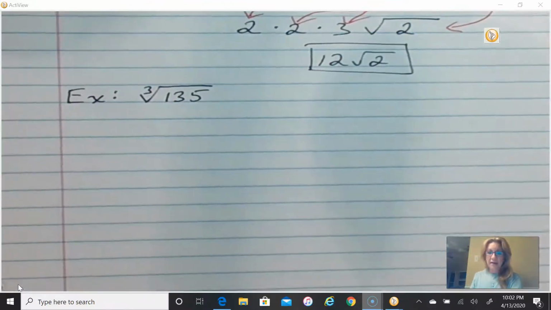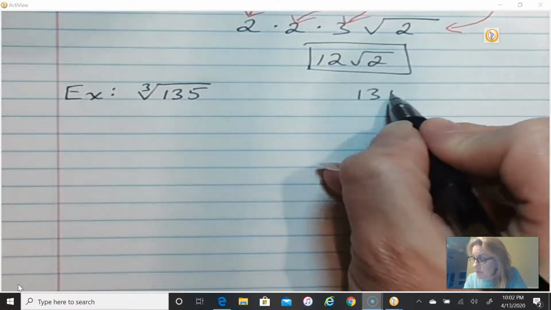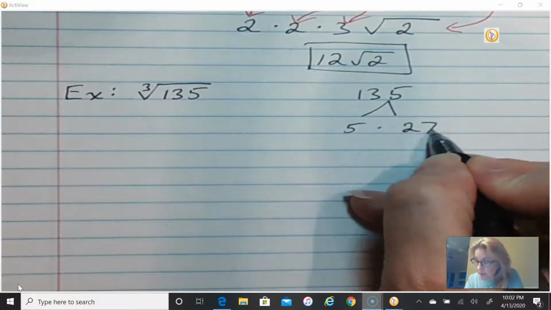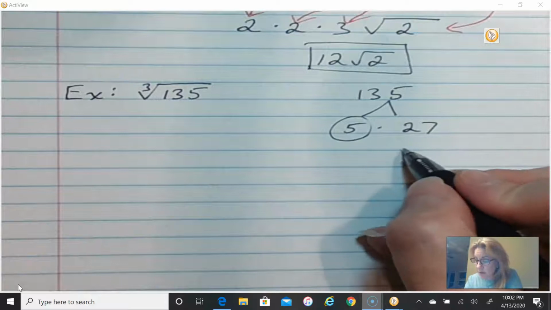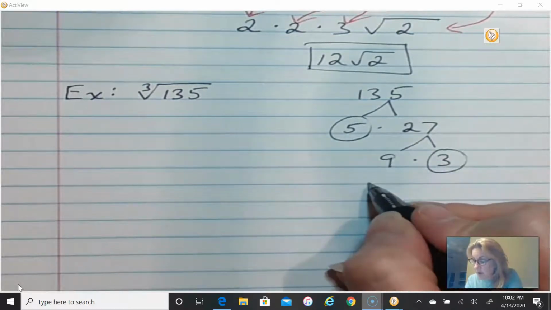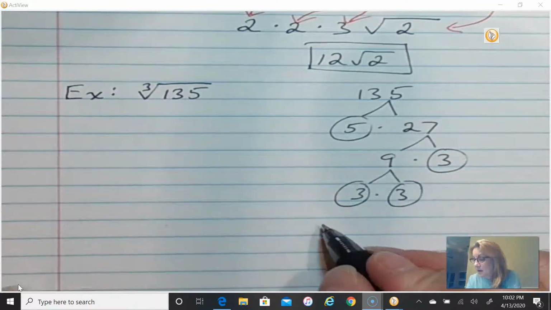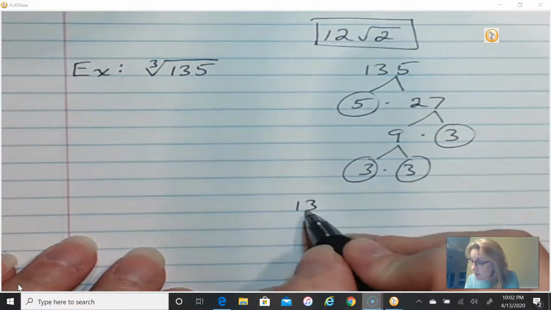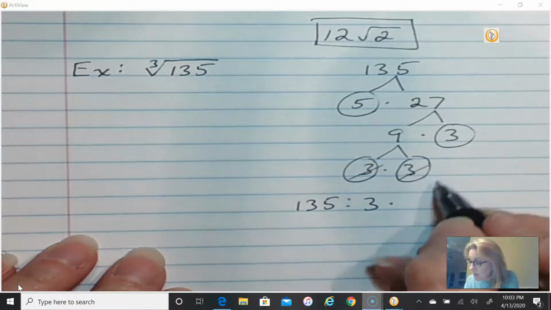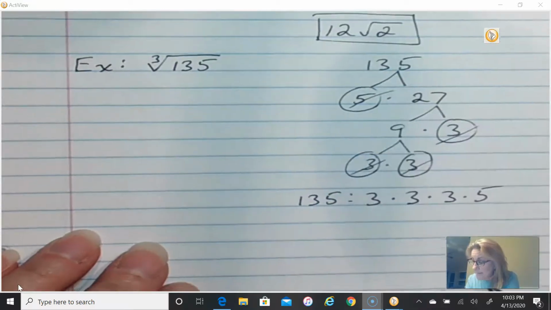Oh boy, look at that. A little bit different. All right, let's do our factor tree. We can do 5 times 27. Circle our prime. 9 times 3. Circle our prime. And 3 times 3. Circle our prime. So then 135. I have 3 times 3 times 3 times 5.